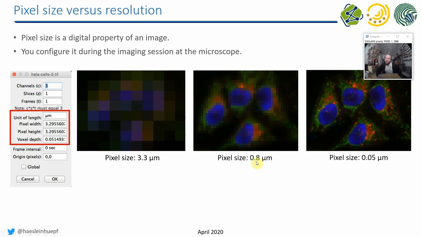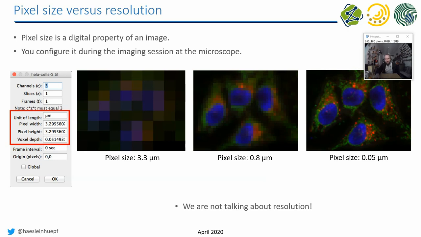If I now decrease the pixel size, so I make smaller pixels and have more pixels in the same area, I can suddenly see the objects in a better way. And when I make the pixel size very small, I can also see that there was a green and a red channel with additional information of other objects in our scene, right? So this is pixel size. And pixel size is just a property of how the digital data set has been saved to disk. This has nothing to do with resolution yet.